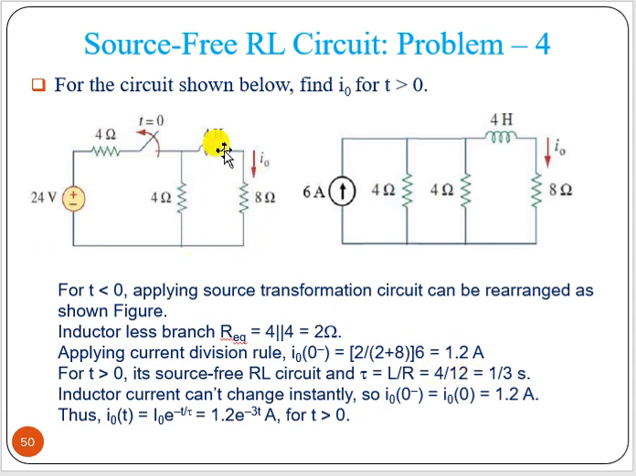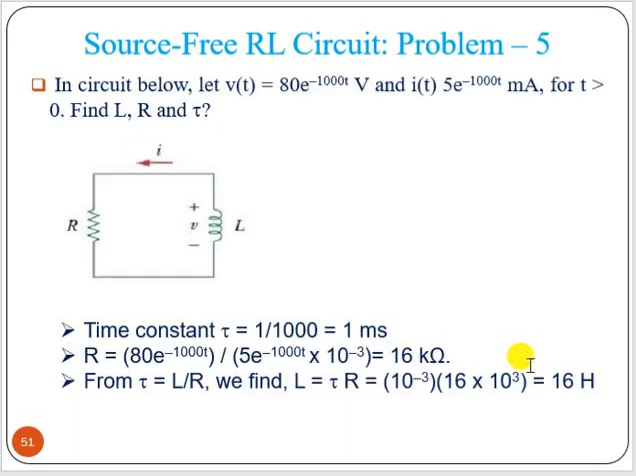Okay. And the inductor value is 4. So we got the value of tau. Then we can find out i(t), that is I0 e to the power minus t by tau. Now say v(t) and i(t) are given, we have to find out R and L, and tau.